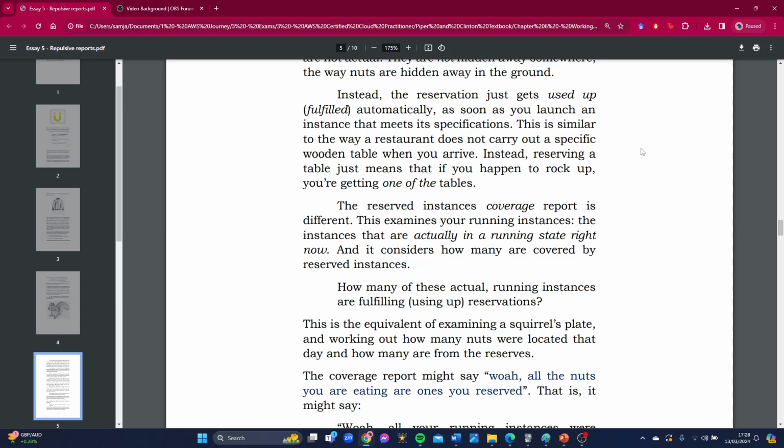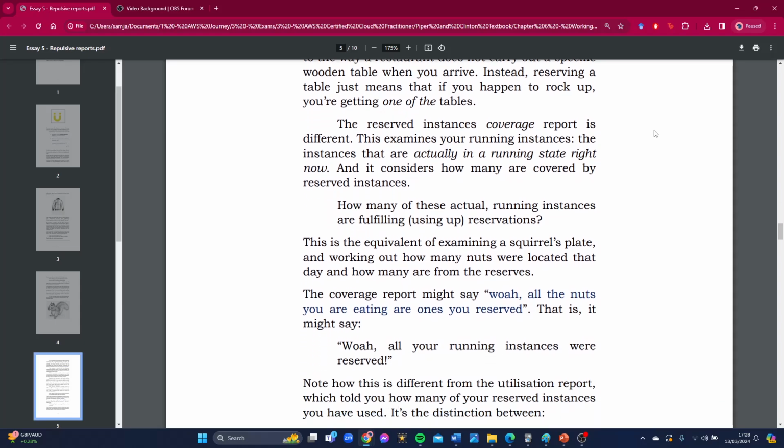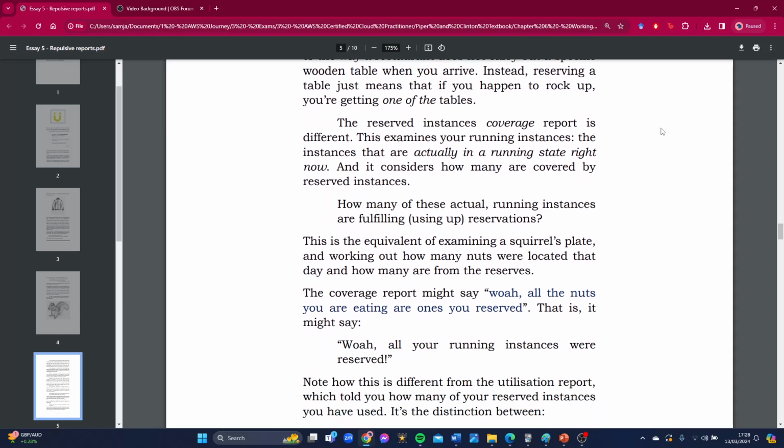This is similar to the way a restaurant does not carry out a specific wooden table when you arrive if you've reserved a table. Instead, reserving a table just means that if you happen to rock up, you're getting one of the tables. The reserved instance coverage report is different.